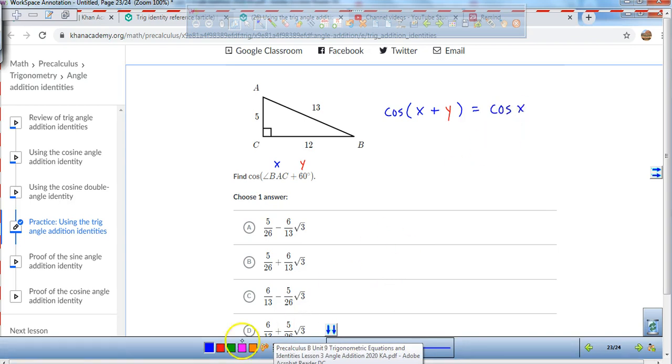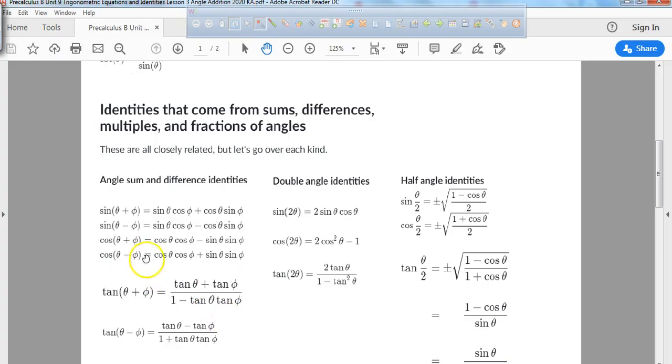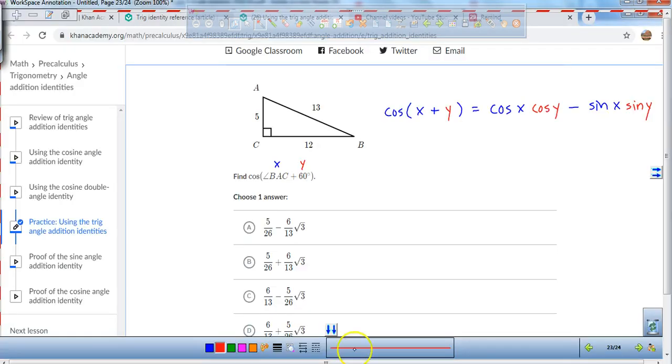Cosine of x, cosine of y, minus sine of x, and sine of y. I'm just going to make sure I got everything down. Cosine of x, y, minus the sine of x, sine of y. Got it down, looking good.